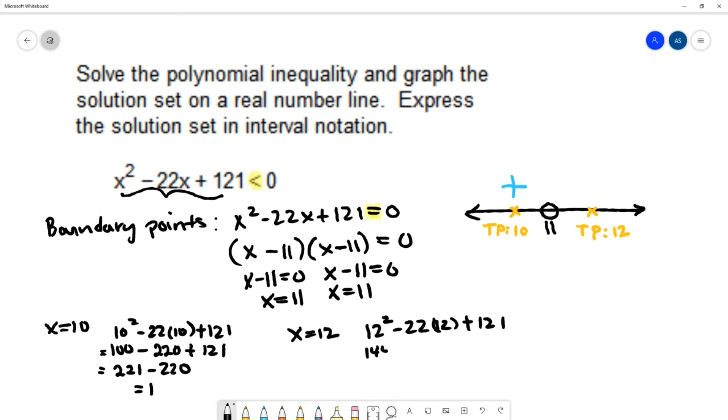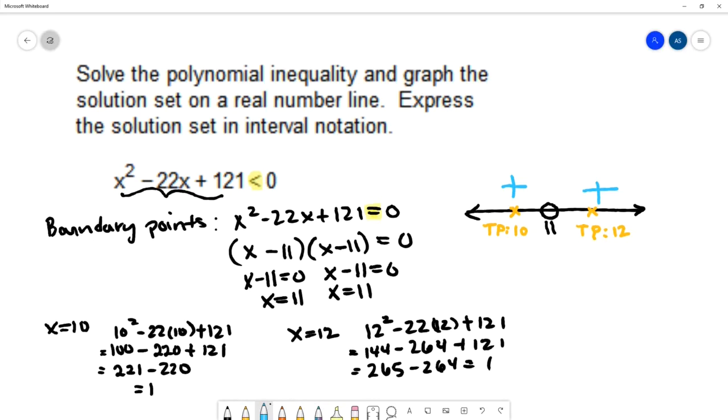12 squared is 144. 22 times 12 is 264. 144 plus 121 is going to give me 265, minus 264 is a positive 1. So in this interval, my y values are positive based on that test point.